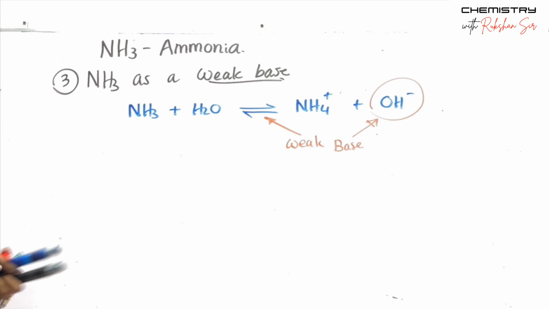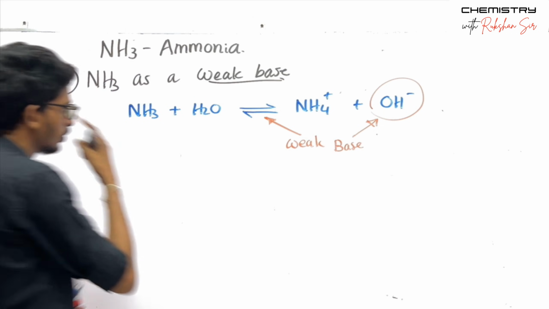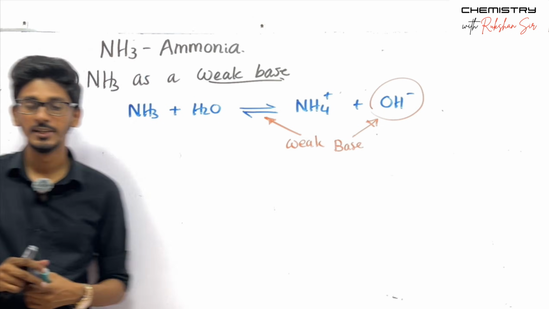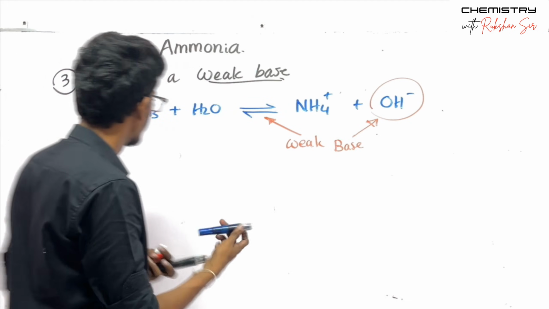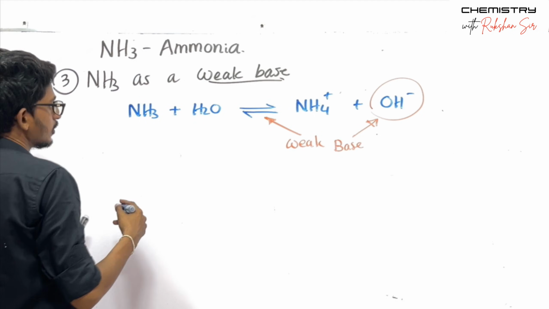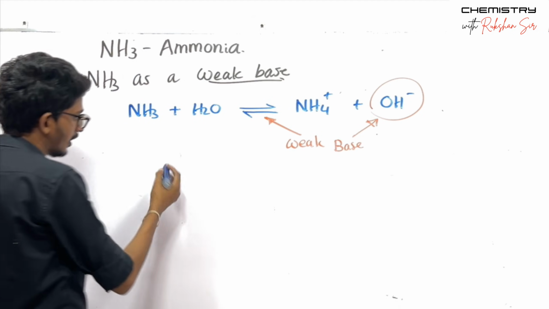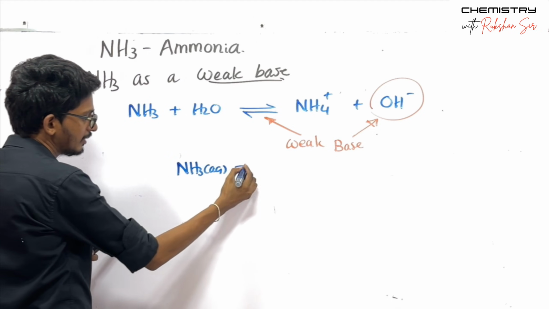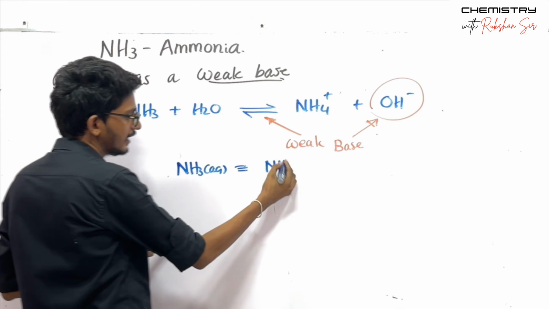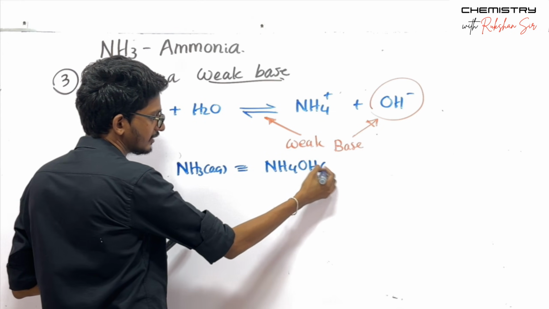So it is able to provide OH minus ions to the medium. So it's a weak base. So it is able to react with acids. Right? So we can consider the NH3 now, NH3 aqueous. Then because of this, it can be considered as NH4OH aqueous as well.